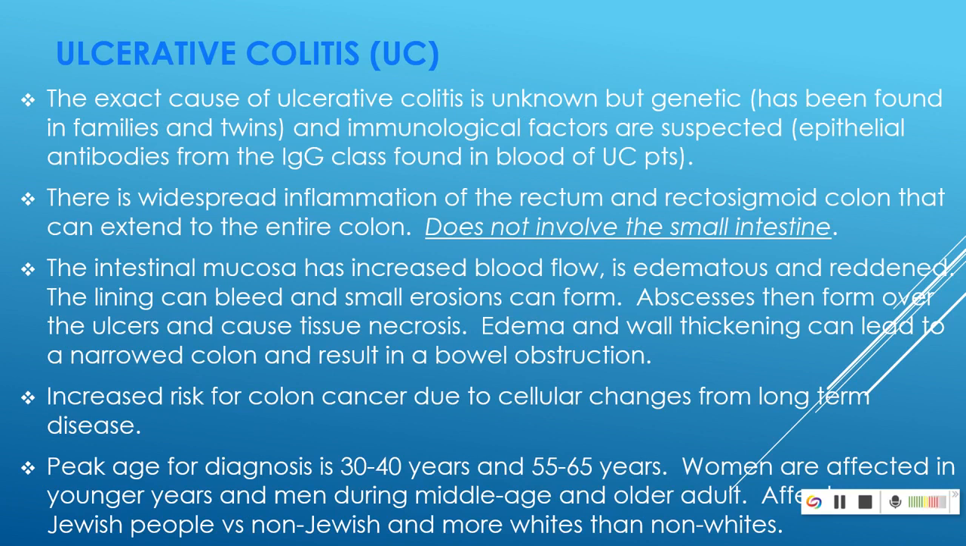You have increased risk for colon cancer due to cellular changes from long-term disease, because what happens in the process? You have an injury, a trauma. We have the inflammation process. Part of that is remodeling of the tissue, so the cells are growing to replace, to heal. Well, if you have to have that process over and over and over again, at some point the cells don't know when to stop proliferating, and they just keep on, and they become uncontrolled proliferating cells, and that's how it leads to the cancer. Peak age for diagnosis is 30 to 40 years and 55 to 65 years.